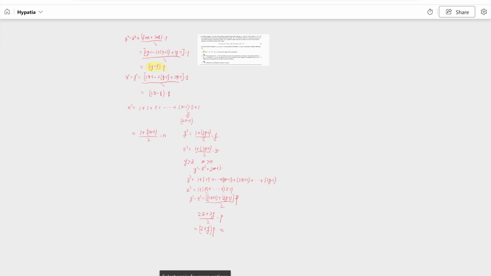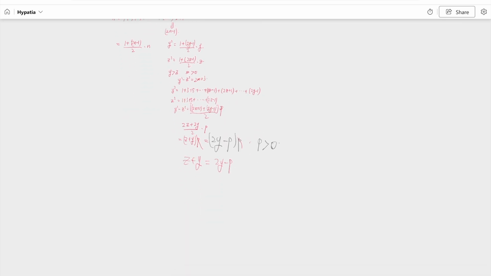So right now we can do some algebra to get y, p, and z. Since p is bigger than 0, we can simplify by dividing by p on each side. And then we have z plus y equal to 2y minus p. Move the y to the other side, we get z equal to y minus p.